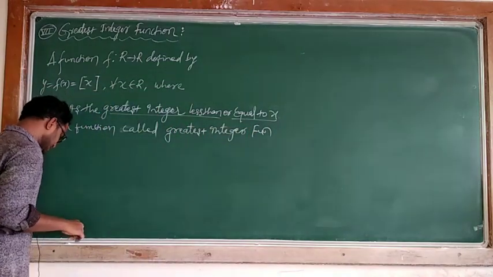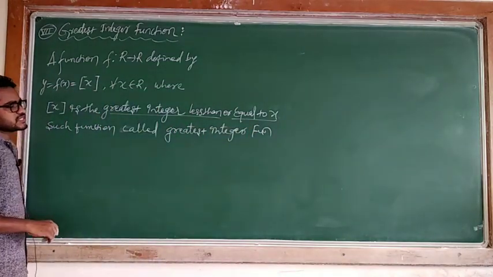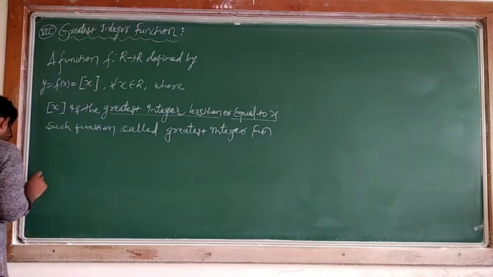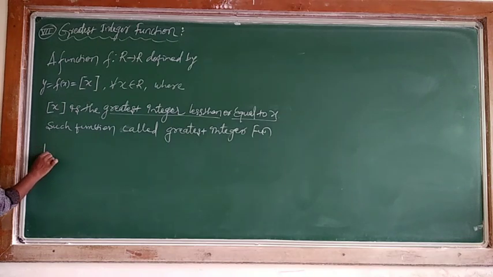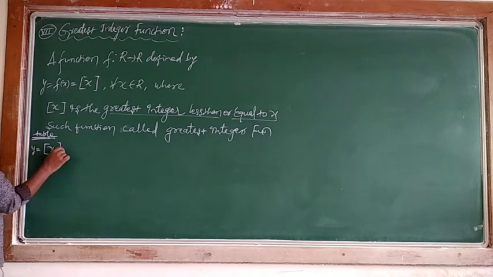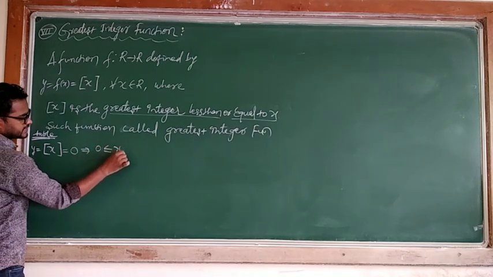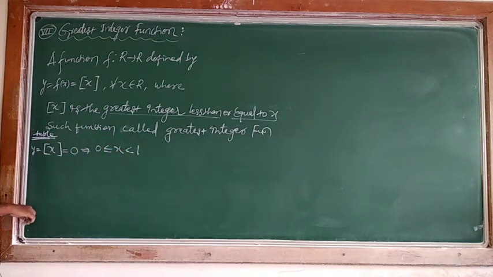If x is an integer, you take x. So I will take a table. Instead of taking a table, we will take the values themselves. So what are the values? I can write the table here: x, y. If it is 0, it implies that 0 is less than or equal to x, x is less than 1.